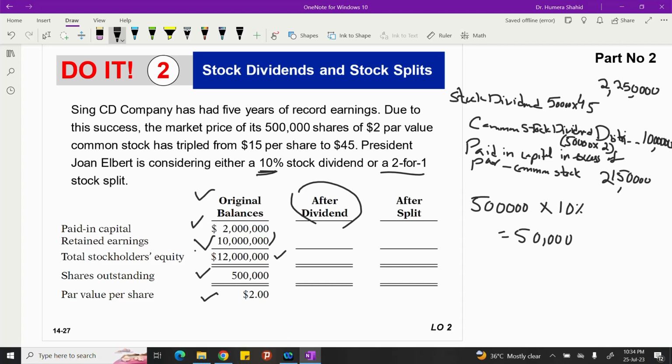Let's check its effect on the transaction. You know that at the issue date, common stock dividend distributable is removed and common stock gets credited. So the final effect is removing this common stock dividend distributable and converting it into common stock. Common stock is increasing with 50,000 shares, and the par value for them, because common stock is always recorded at par value, is 2. So basically it is 100,000.